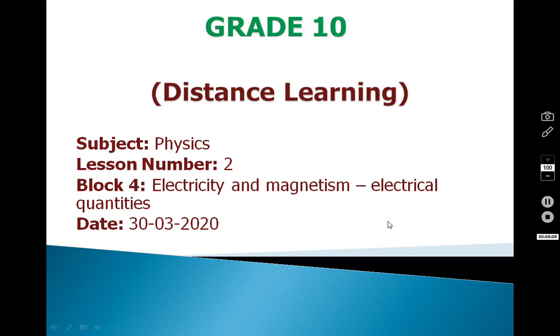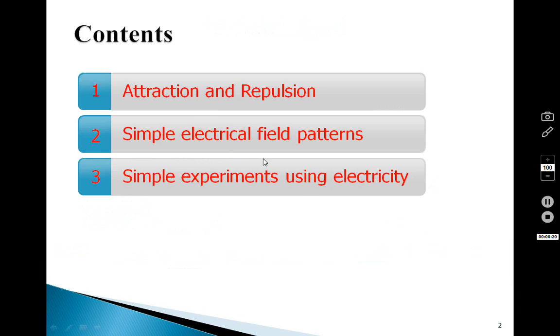We will continue our classes on distance learning of physics. So we're still at block 4, electricity and magnetism. This presentation will cover three main topics, as we say here in this slide. First topic is attraction and repulsion. What's the difference between a force of attraction and the force of repulsion? There are two different forces. We will go through the definition of attraction and the definition of repulsion.